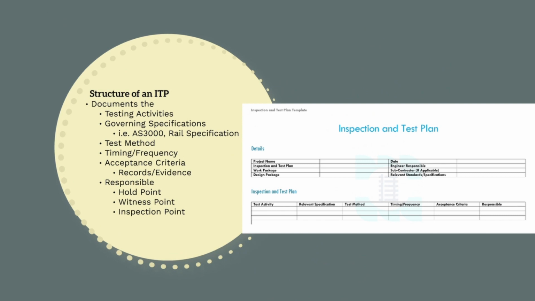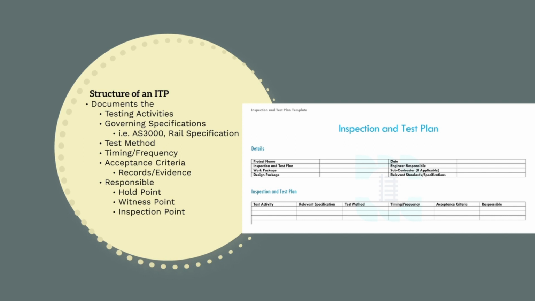So how is an ITP structured? Well, depending on the company you work for, there will be some variety in how they choose to structure their ITP. Basically, an ITP needs to cover the following things for a given scope of works. It needs to sequentially list out all of the testing activities that will take place, a reference to the relevant standard or specification that requires this testing activity, the test method that will be used, the timing or frequency of testing, the acceptance criteria, and the responsible person for signing it off.